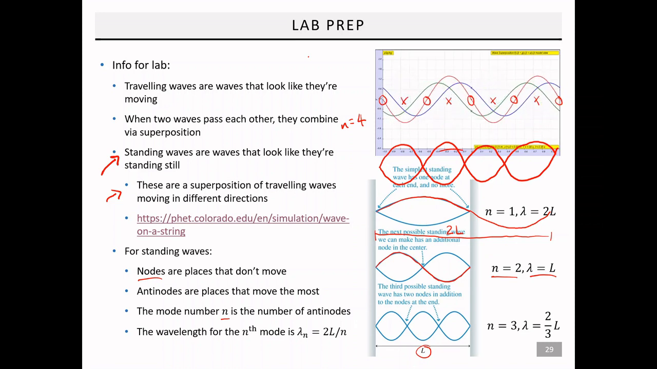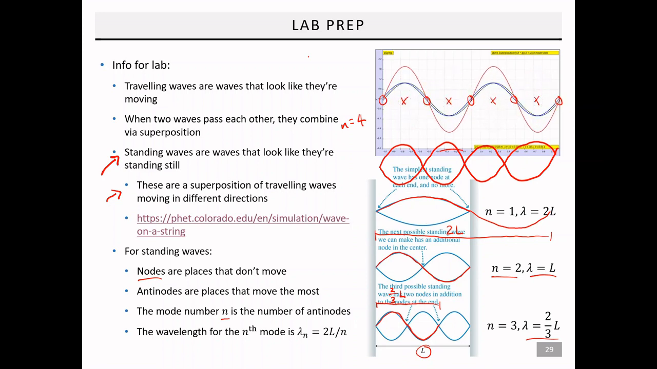For the n equals 3 case, you start at the left, you go up, down, and then back up to where you started. In this case, we've traced out one full wave, one full repeating pattern, but we've actually only made it 2/3 of the way across the string. So the wavelength for n equals 3 is 2/3 times L.